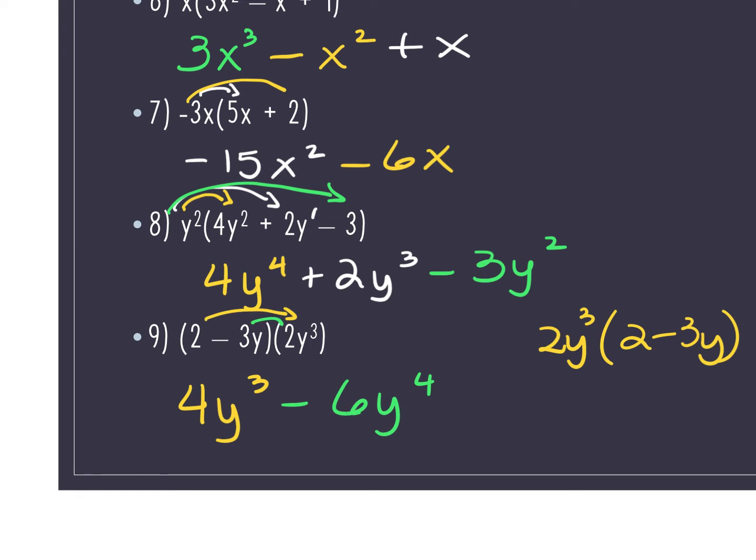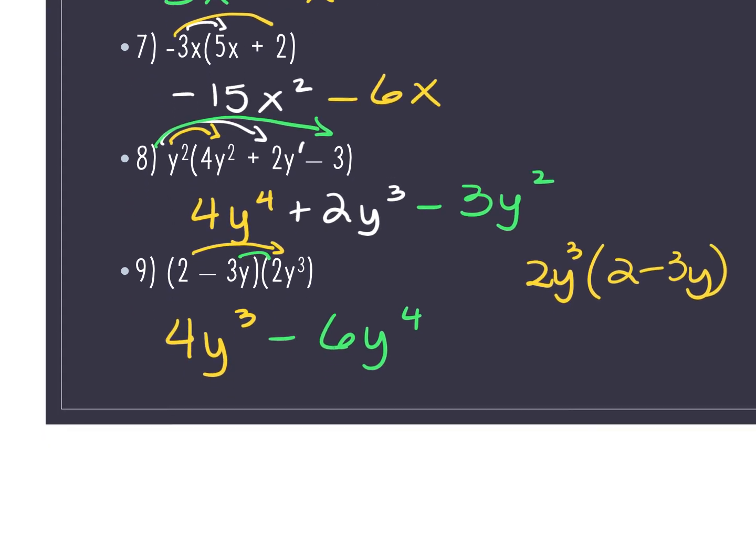Now, this is not in standard form, so if the instructions say standard form, you would need to put the y to the 4th first, and then the 4y to the 3rd second. So either answer is acceptable on the test next week, but if the instructions say standard form, then negative 6y to the 4th would need to go first.